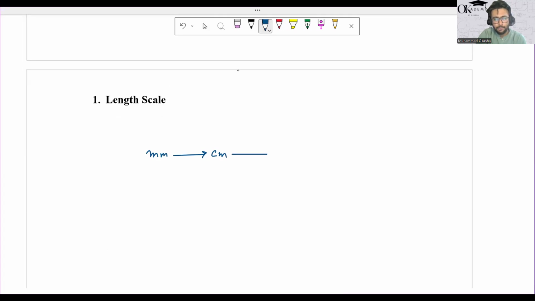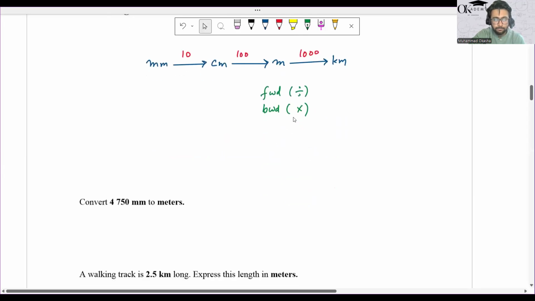Most commonly used are these millimeters, centimeters, meters, and kilometers. And the conversion ratio between them is 10, 100, and 1,000. Once you have this, it makes life really, really simple. Whenever you are going forward, which means going from millimeters to centimeters, and maybe from centimeters to meters, going forward is division, and going backward is multiplication. So let's say you're given a certain number of kilometers and you want to convert them into meters. So you're going backwards, right? Backwards is multiplication. That's it. That's the only thing you need to know.